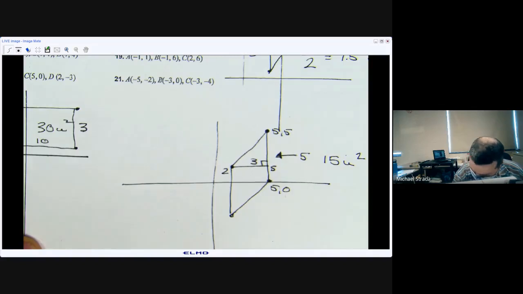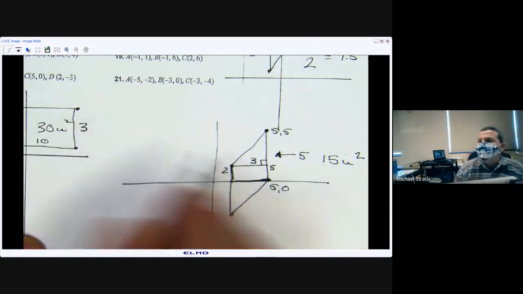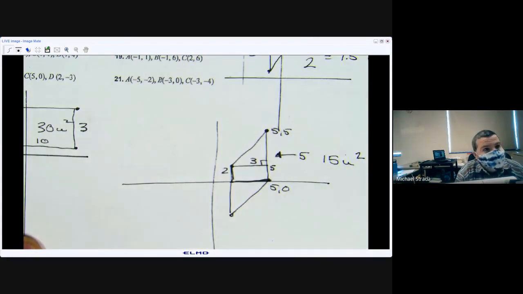All right. You could, if you had to, and when you get into irregular shapes, you can do that as well.